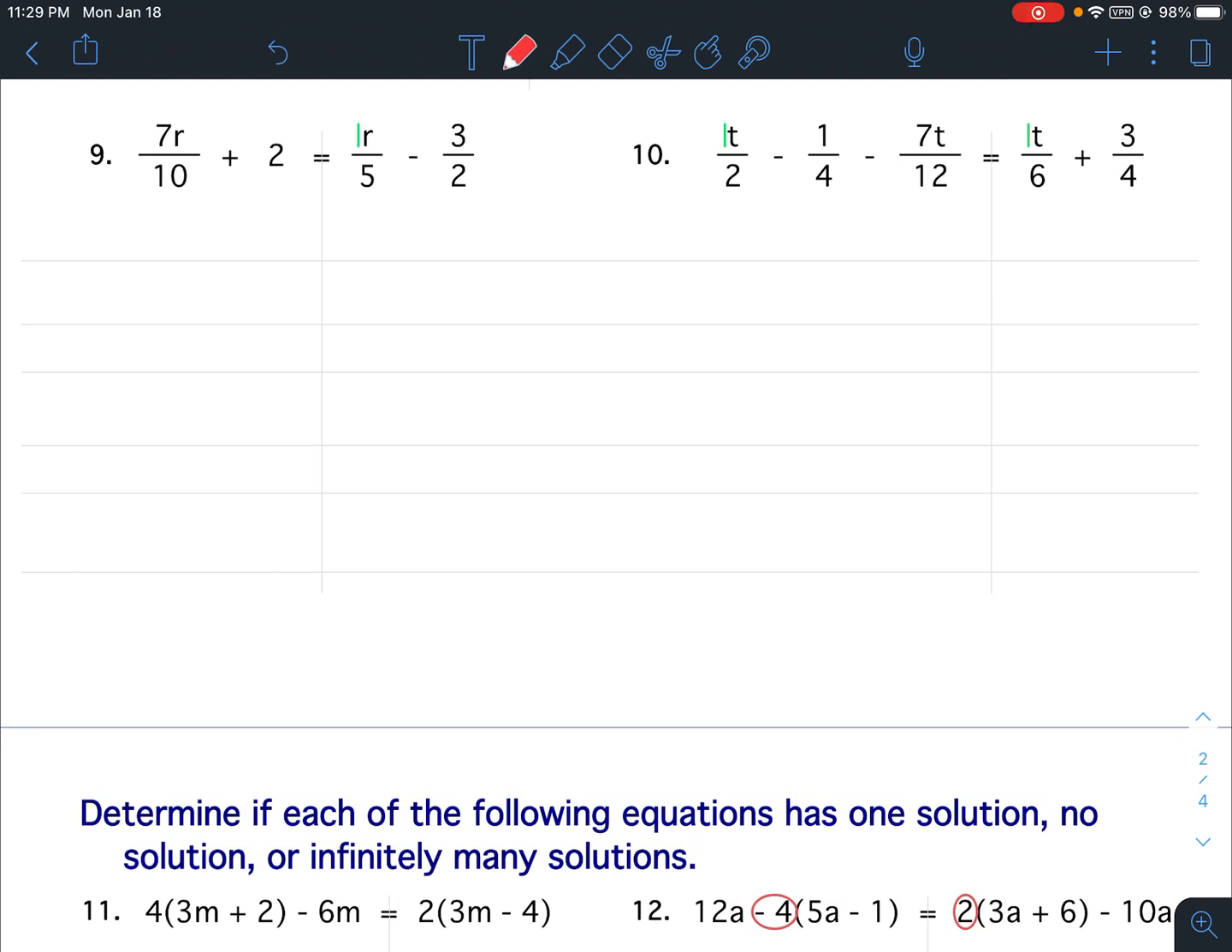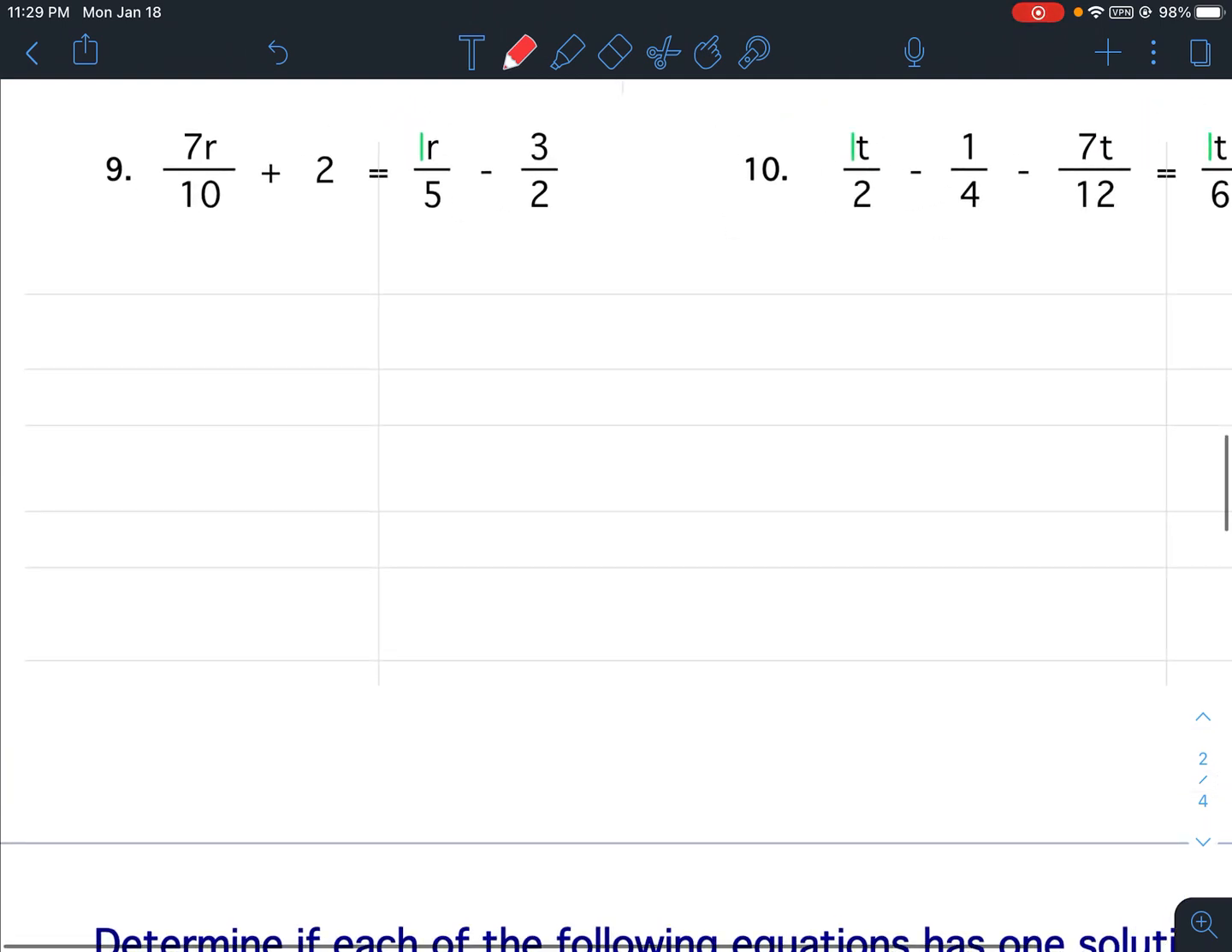denominators. So, if you remember from the notes, to figure out what the LCD or the LCM, however you want to look at it, is, the easiest way to do this is to go by the larger number. So for number 9, the largest number in the denominator is a 10. So you want to ask yourself, does 5 divide into 10? Yes, it does. Does 2 divide into 10? Yes, it does. Since both of the smaller numbers divide into the larger number, then 10 is our LCD.